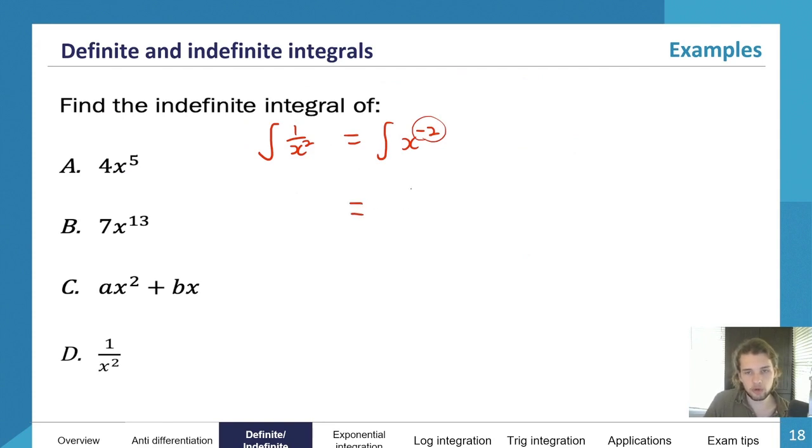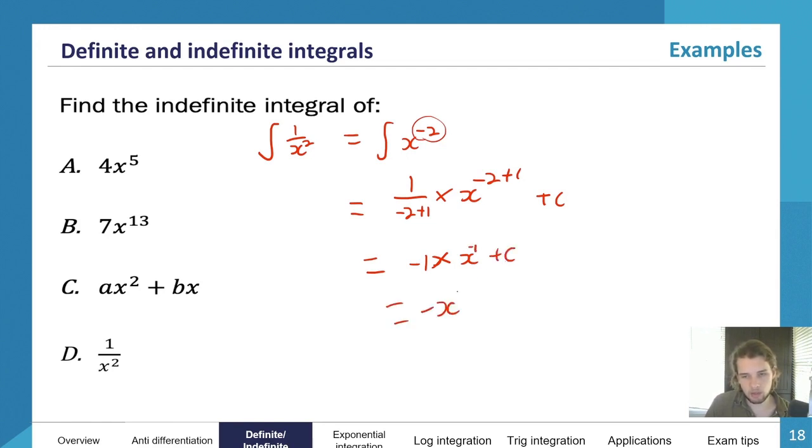So this is equal to 1 over minus 2 plus 1, multiplied by x to the power of minus 2 plus 1, plus c, which is equal to minus 1 times x to the power of minus 1 plus c. So that is minus x to the power of minus 1 plus c. And hopefully that is all correct. I could have made a mistake, as you do, but I think generally that's the idea that we're going with here.